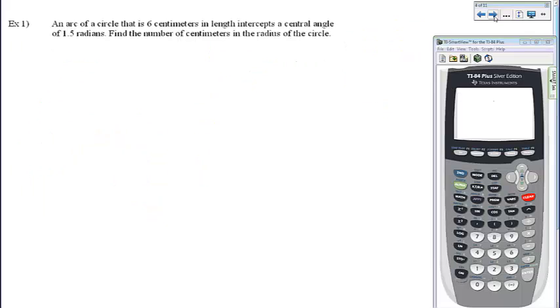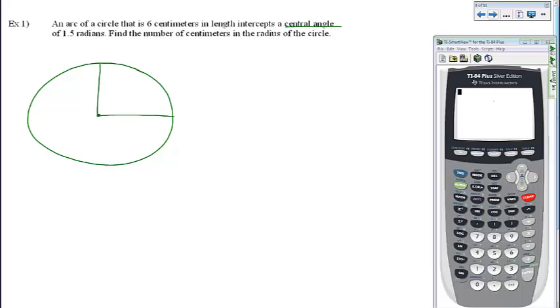In example 1, we're given a problem where we're told to find the length of a radius of a circle given the measure of a central angle and the length of the arc it intercepts. Seems like a perfect opportunity to use our formula. Let's start by drawing the circle, and since we're given a central angle, let's draw that as well. I'm going to write down my formula right away so I don't forget: theta is equal to S over R.